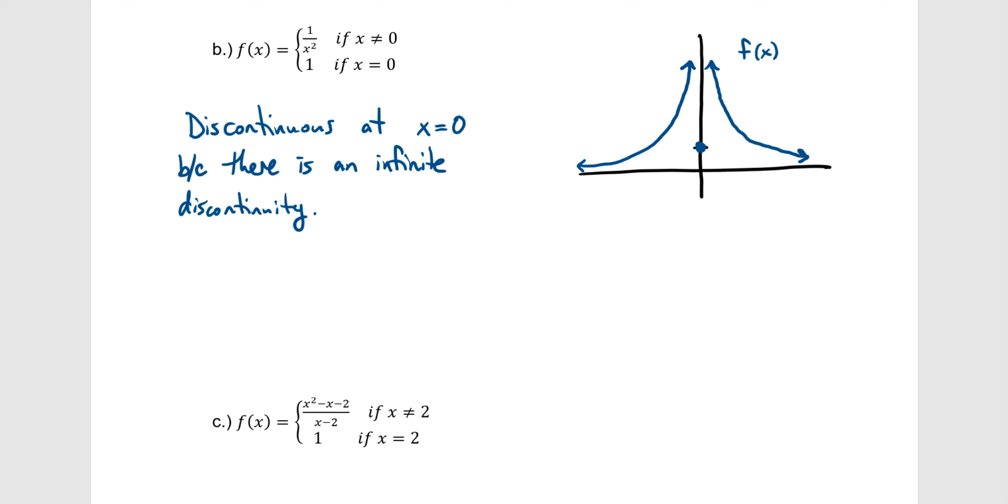And what we would say here is that the reasoning in words is that there's an infinite discontinuity. The function goes to infinity from the left, goes to infinity from the right, discontinuous at x equals 0. And then using the definition, we would say the limit as x approaches 0 of f of x does not equal f of 0. We know f of 0 is 1 based on the piecewise function. And we know that this limit as x approaches 0 is actually infinity, because it blows up from the left and blows up from the right.